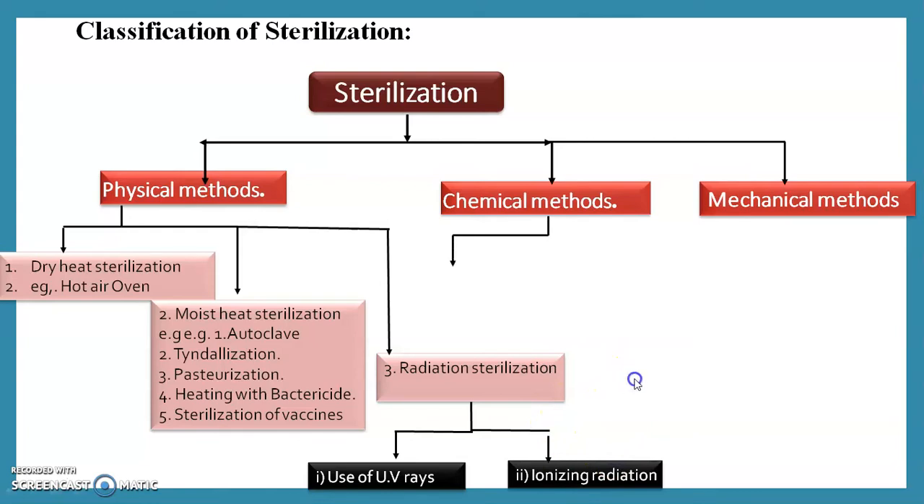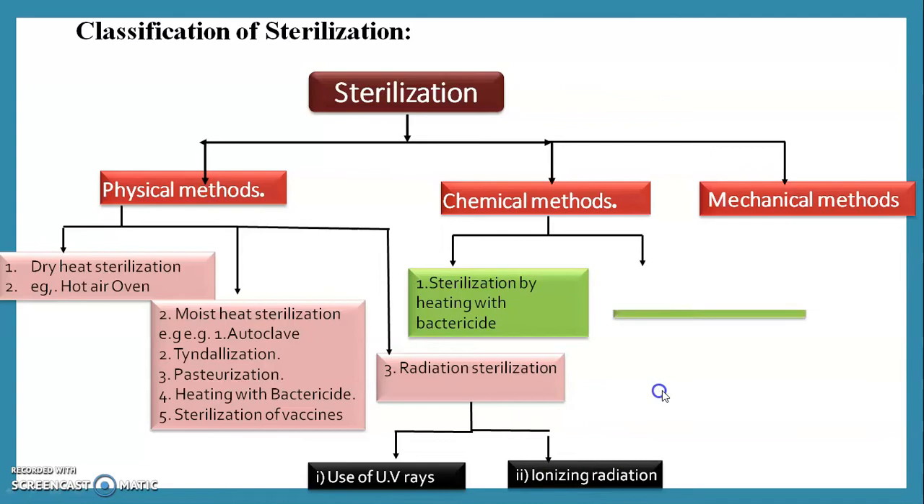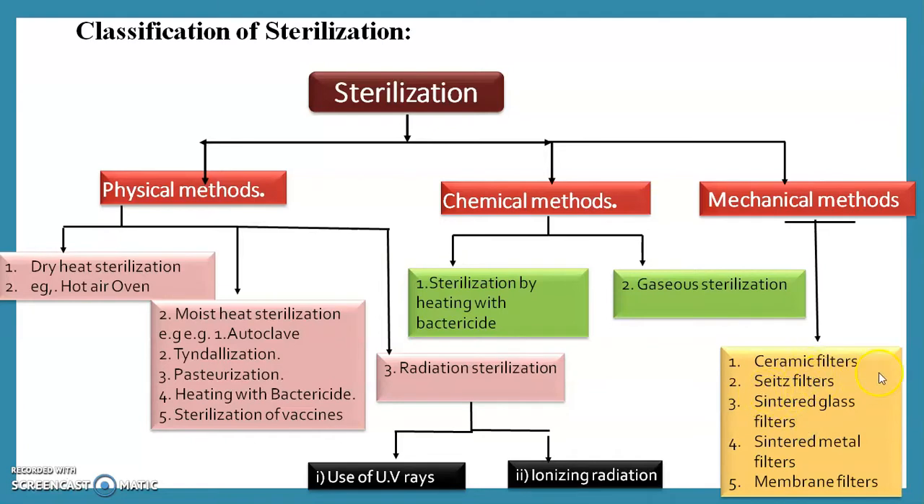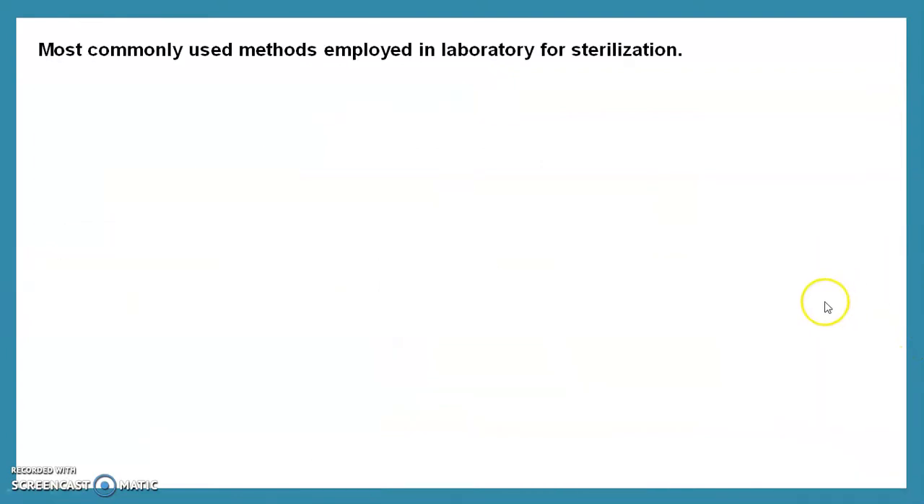Chemical method consists of sterilization by heating with bactericides and gaseous sterilization. Mechanical method consists of using different filters like ceramic filter, Seitz filter, sintered glass filter, sintered metal filter, and membrane filter. This is the classification of sterilization.